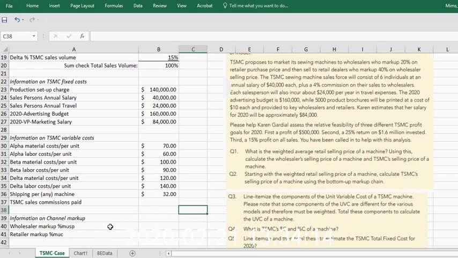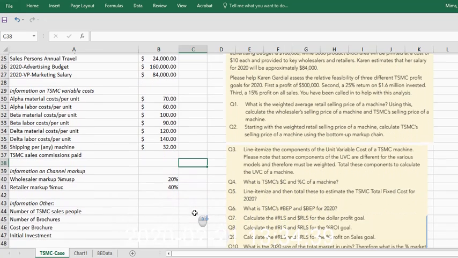So that means we have a 20% markup on sales price by the wholesaler, and then retail dealers mark up 40% on wholesaler's selling price. Well, wholesaler's selling price is retailer cost. So we have a 40% markup on cost by the retailers. That's going to be important to us when we work on our markup chain.